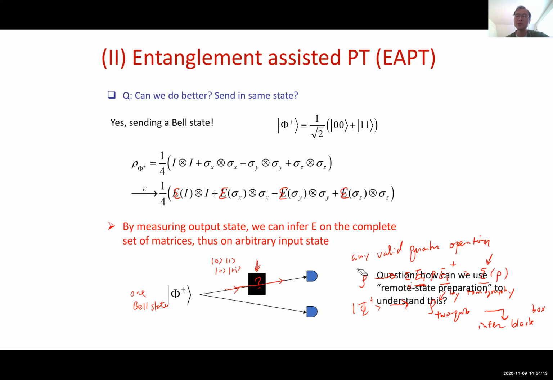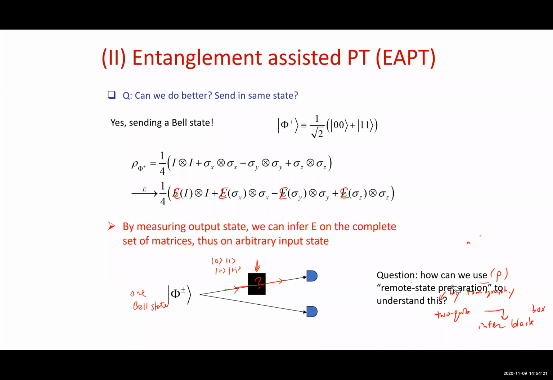In fact, let me erase this. My explanation here may be a bit abstract because I'm just saying that these I, sigma X, sigma Y, sigma Z on the second qubit are independent. So whatever you do on the first, by separating the action into these different independent matrices, you would be able to know the action. But actually, it's probably easier to understand in terms of the so-called remote state preparation.